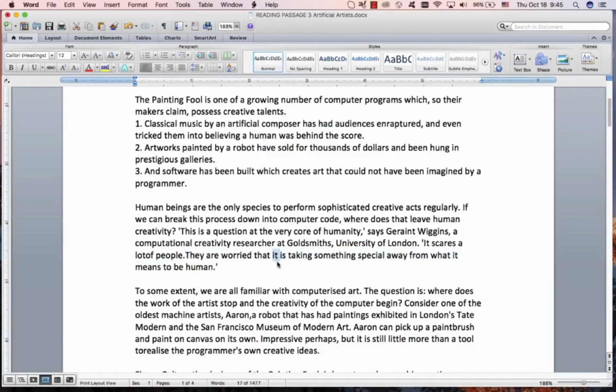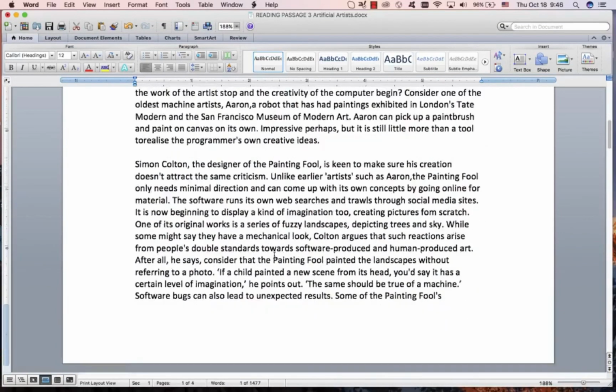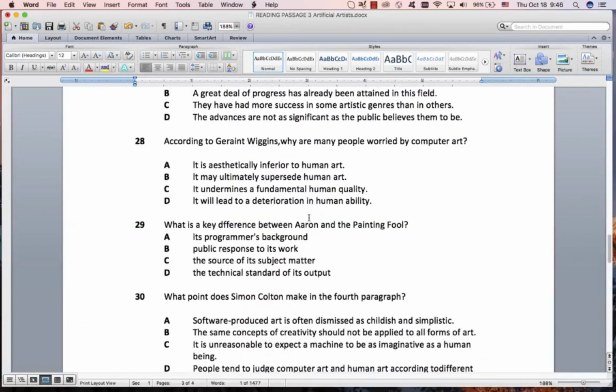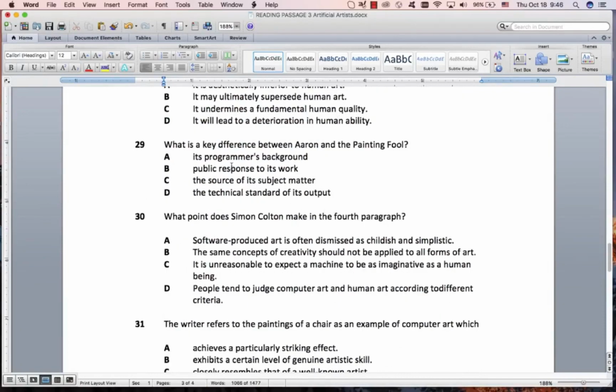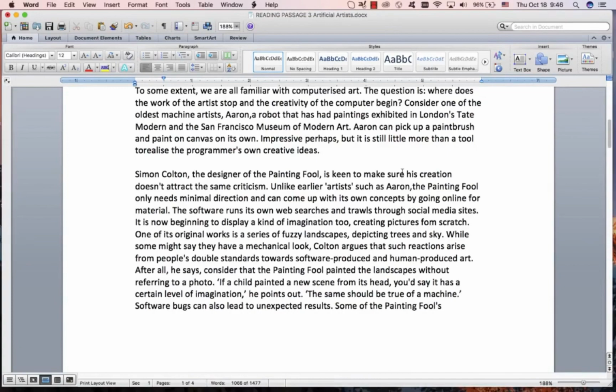What is it? This is robots or computers doing artwork. Something about what it means to be human. It's inferior, no, it may, nothing about the future, undermines a fundamental human quality. That's your answer. And it will deteriorate our ability, no. So definitely C, it undermines a human quality. Next up, what is a key difference between Aaron and the painting fool? Find Aaron.